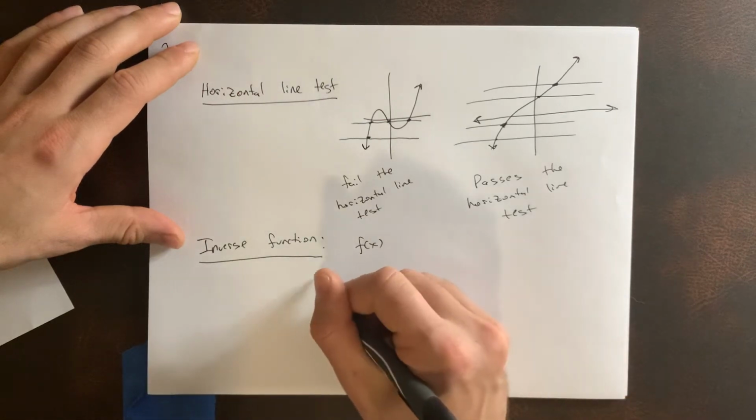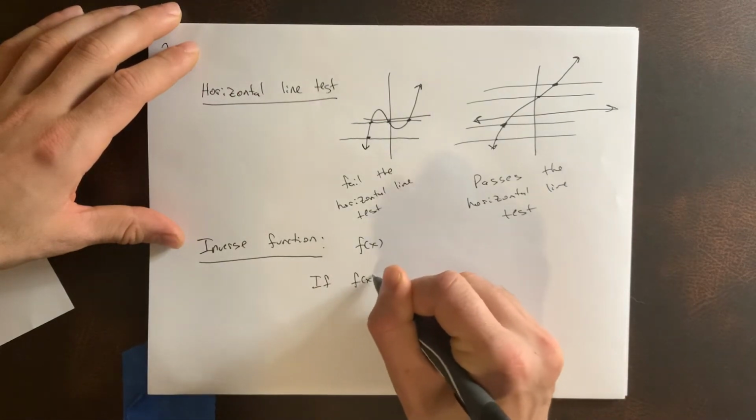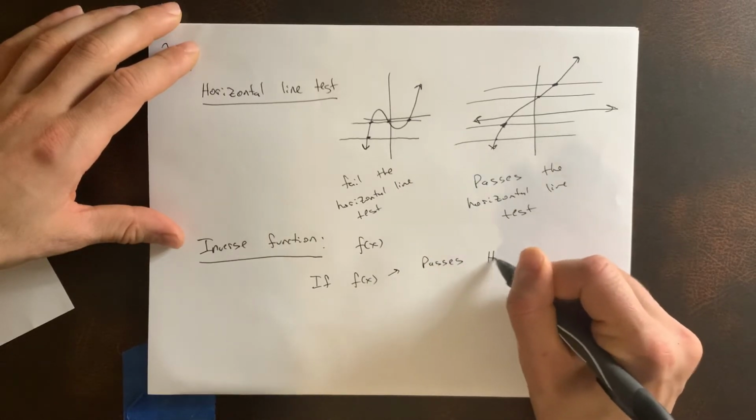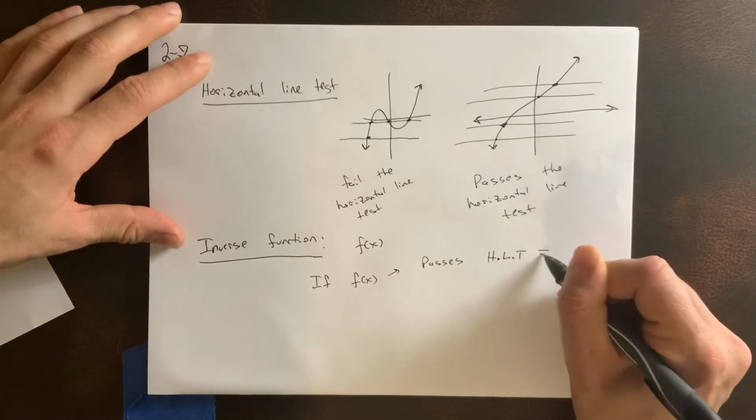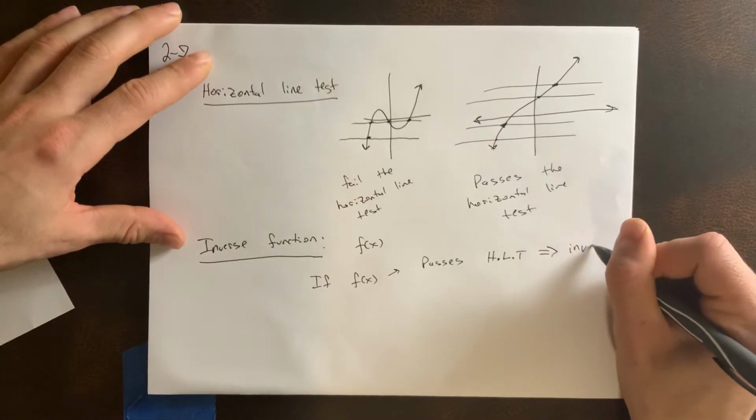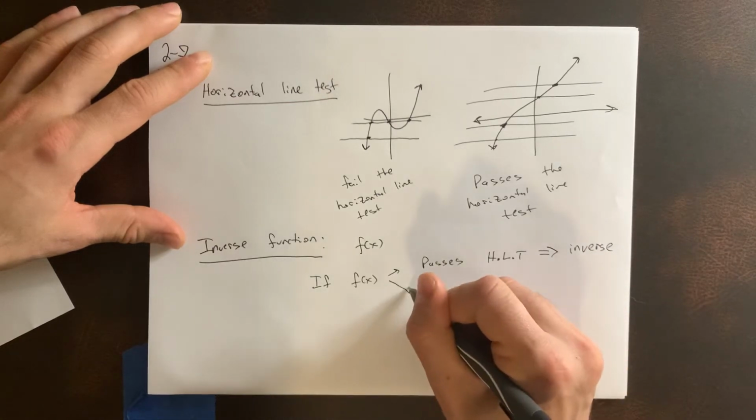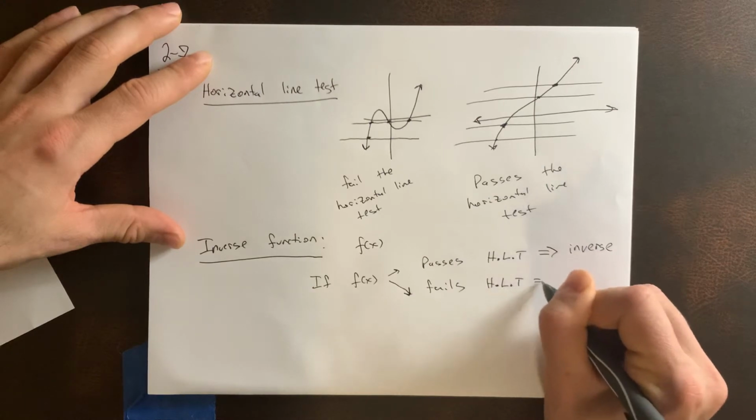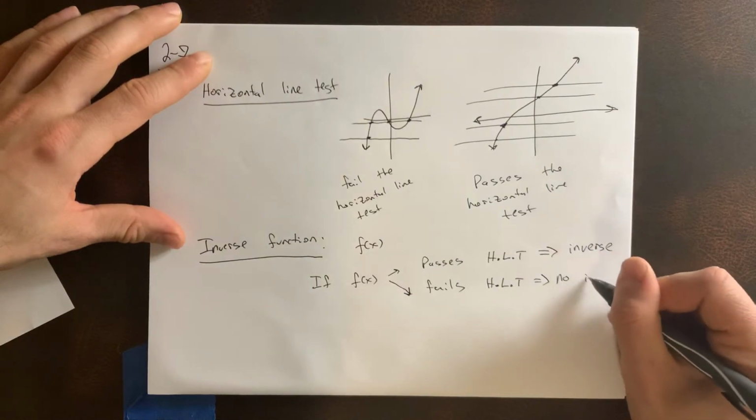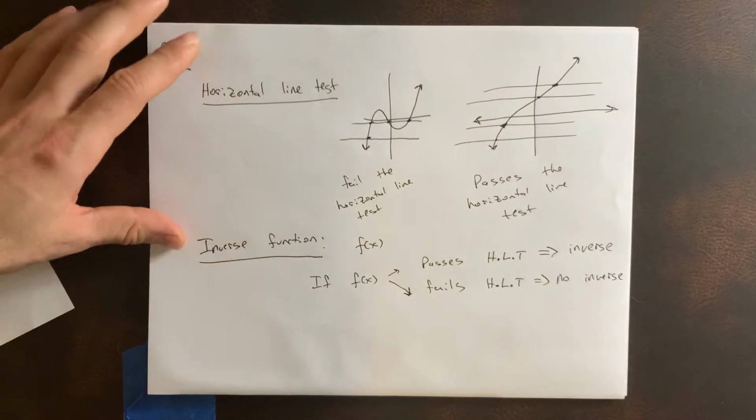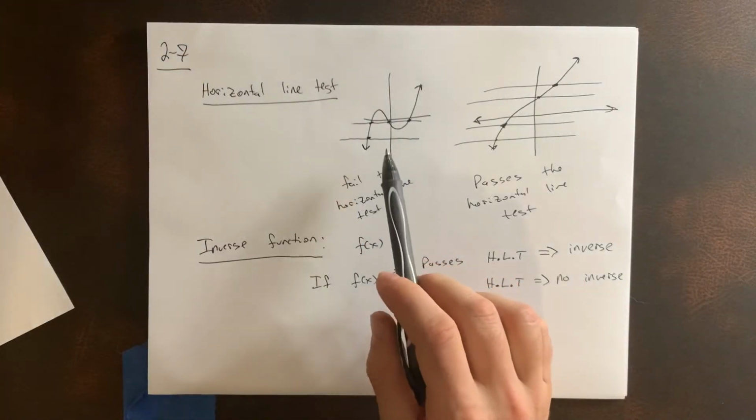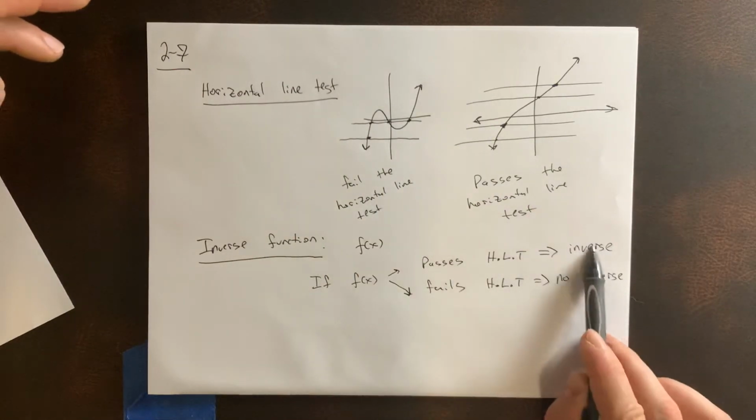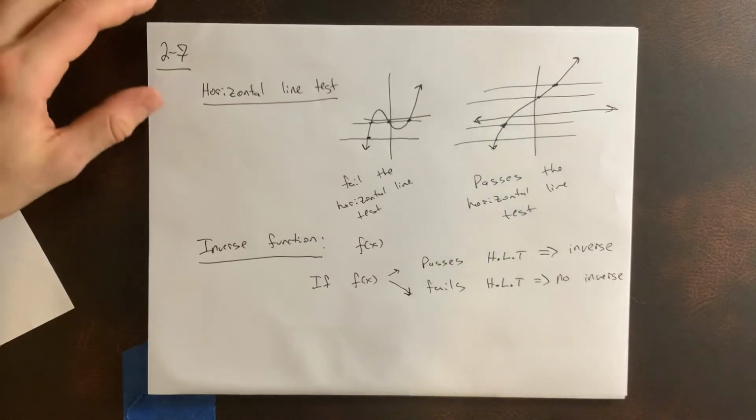So let's write this down. If f of x passes the horizontal line test, this implies it has an inverse. And if it fails the horizontal line test, this means no inverse. So if you ever have a question that just gives you a graph and says, does an inverse exist for this graph? You just do the horizontal line test. If it passes, then we have an inverse, and if it fails, we don't have an inverse.